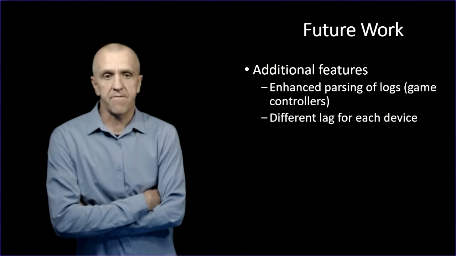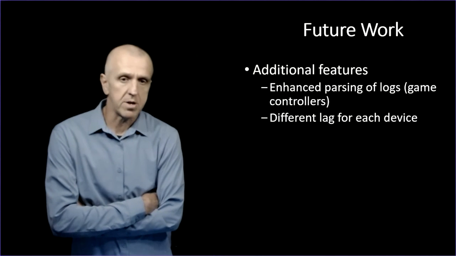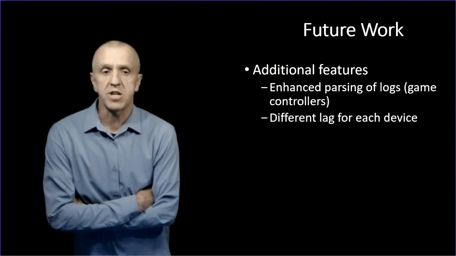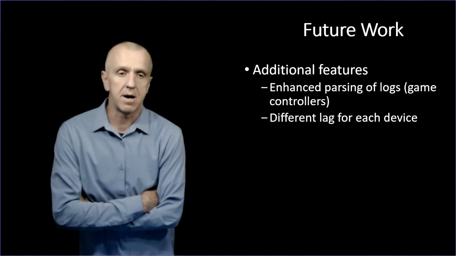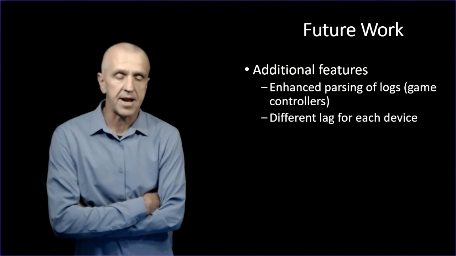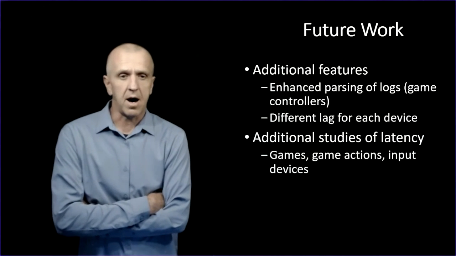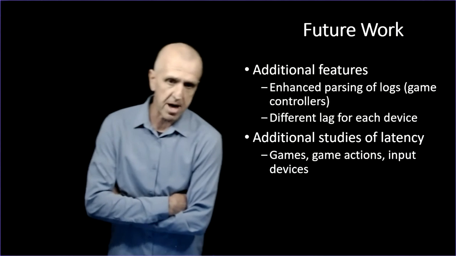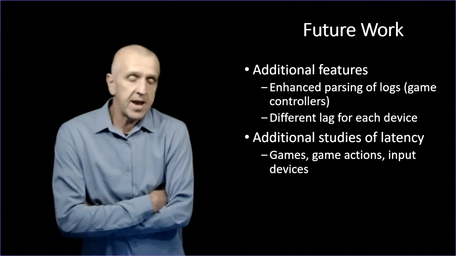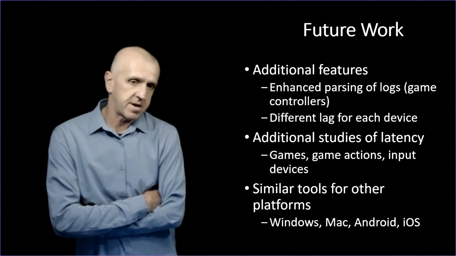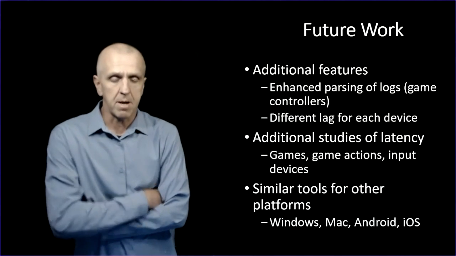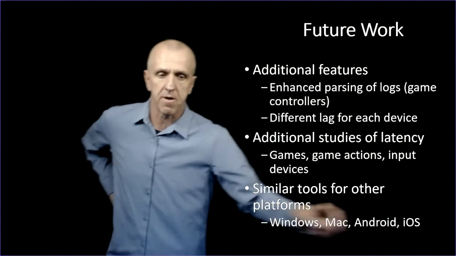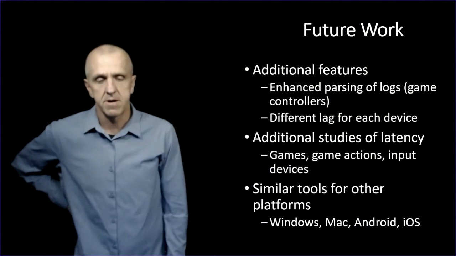These include enhanced parsing of logs, so that maybe we could do something with game controllers. We could add a different amount of lag for each device. Right now, the same amount of lag has to be added for each device, but we could add a different amount. That could be neat. We want to do more studies, of course. So it's available for studies, ours and others, with different games, different game actions, different input devices. And then it is Linux specific, which means we're limited to Linux-based applications. You can imagine extending the code for another application, doing something similar for your platform of choice.